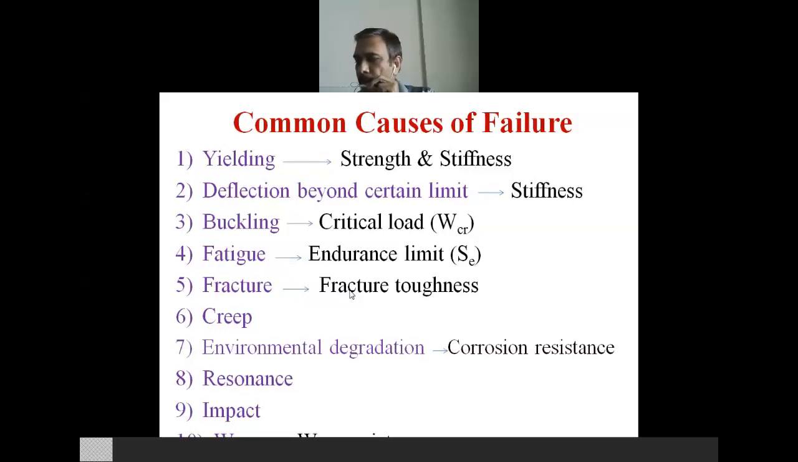This would have been covered in theory of machines, D'Alembert's principle. Are you aware of this D'Alembert's principle? Yes. Hello. Yes, sir. So what is D'Alembert's principle? So the sum of inertia forces is equal to zero. Okay, that is the outcome of D'Alembert's principle.